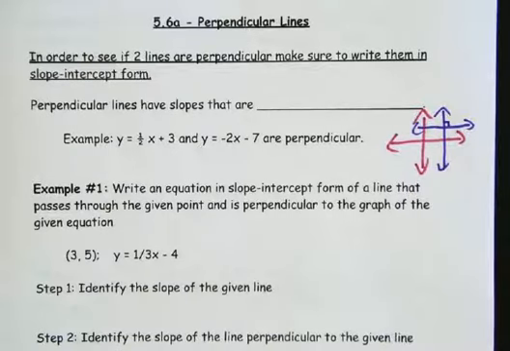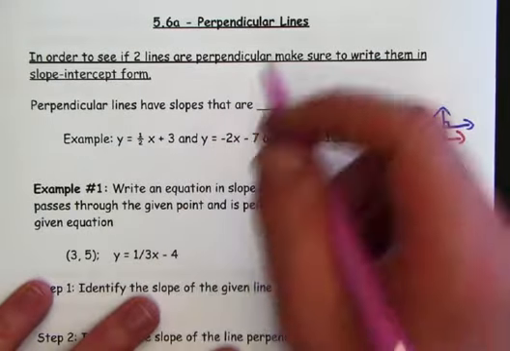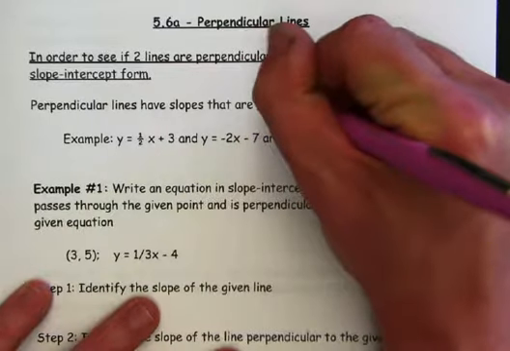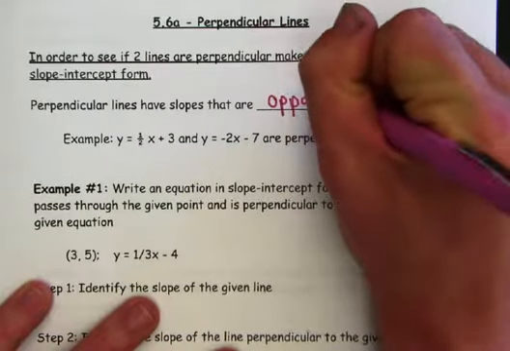90-degree angle. So in order to see if two lines are perpendicular, we need to make sure to write them in slope-intercept form, and then we have to compare their slopes, right? Compare their slopes. So perpendicular lines have slopes that are opposite reciprocals.